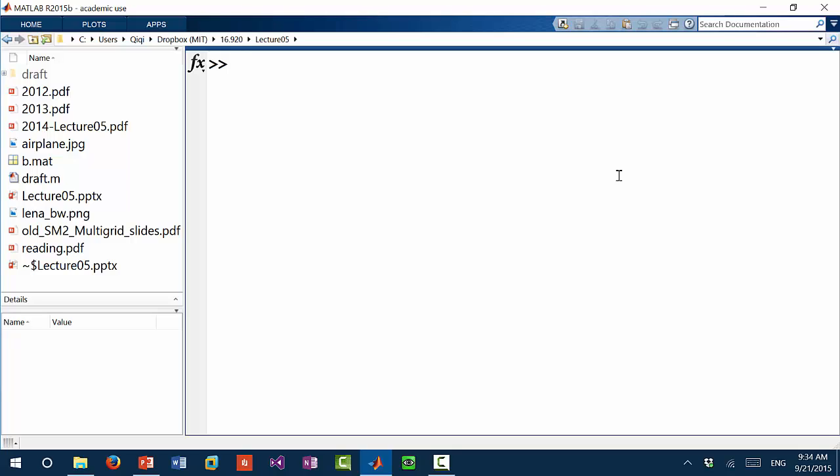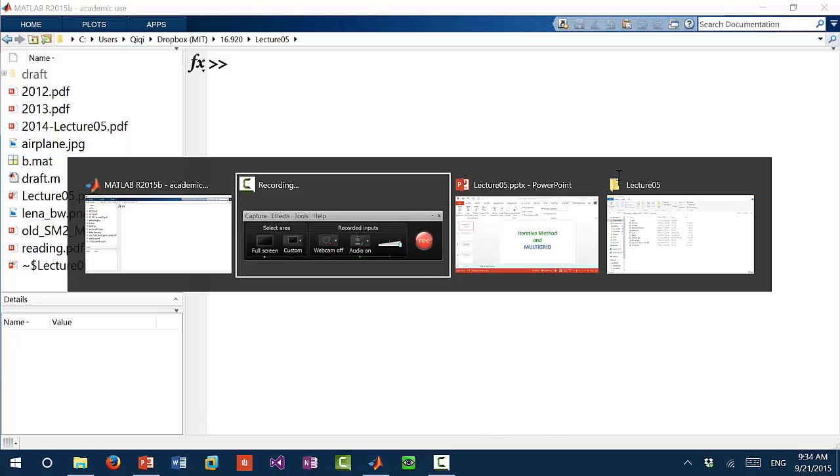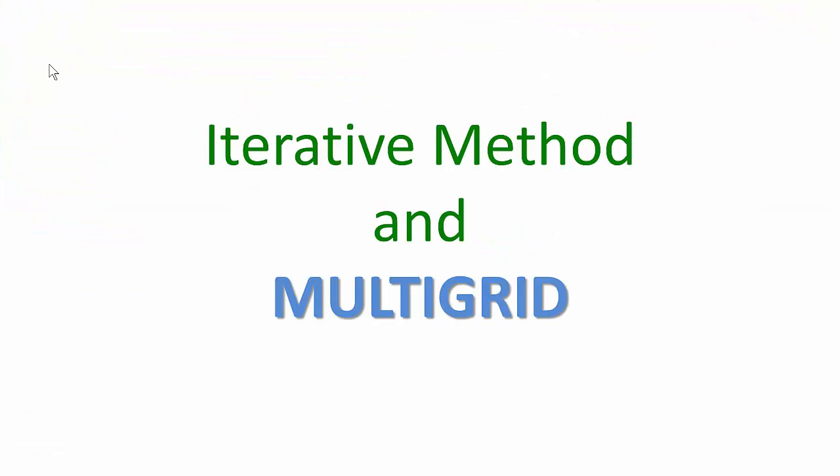Who remembers what the behavior of the solution error is? After many iterations, what does the solution error look like? Low frequency, very smooth, right? Okay, good. So today, let's start from that. We are going to be talking about iterative methods and multigrid. The starting point is exactly the end of last lecture, so we are going to start with the Jacobi iteration.